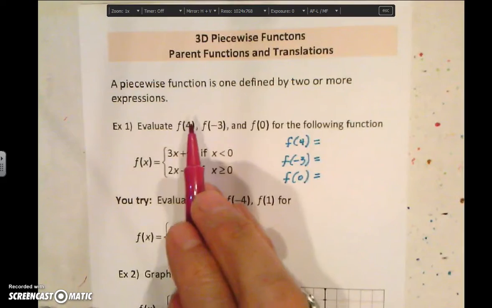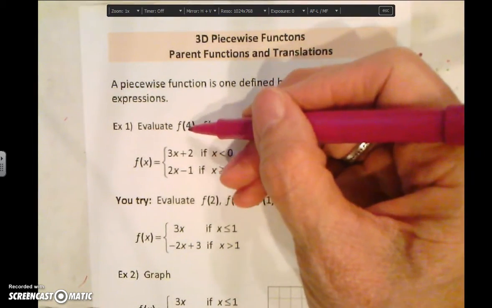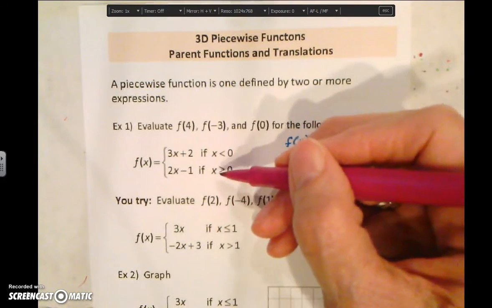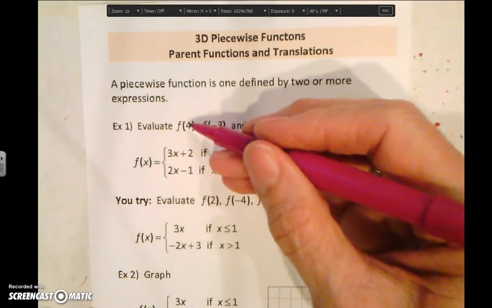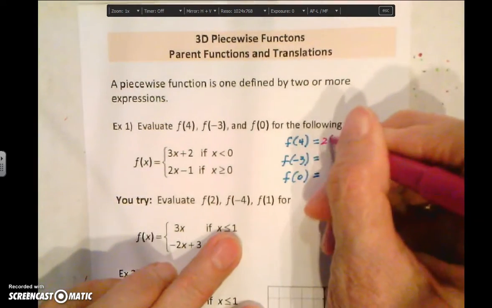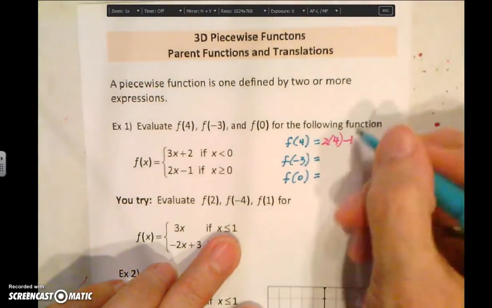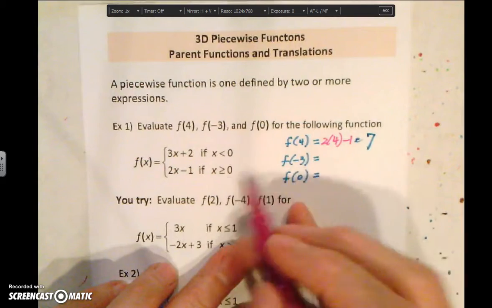So what we'll have to determine first, and this is my input, so that means that x is going to be 4. So if x is 4, that means it's greater than 0, so it's going to fall in this category here. So I'm going to take my 4 and plug it in for this x and get 2 times 4 minus 1. So that's 8 minus 1, which is going to be equal to 7. So f of 4 is 7.